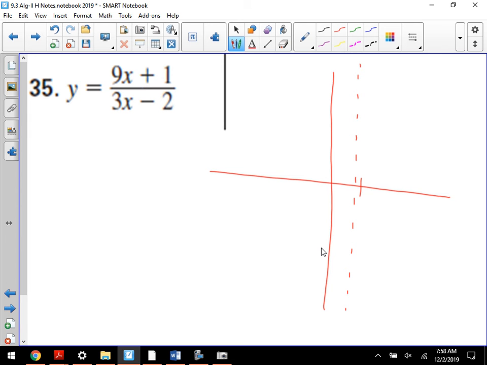So we'll say, I should write that down. Horizontal asymptote. Remember, since this is the style where the degrees are the same, top and bottom, since you've got a variable in both spots, all you've got to do is take the leading term coefficients, and that'll be your horizontal. So it's 9/3, otherwise known as 3. Okay.